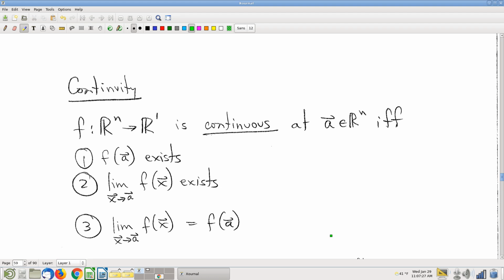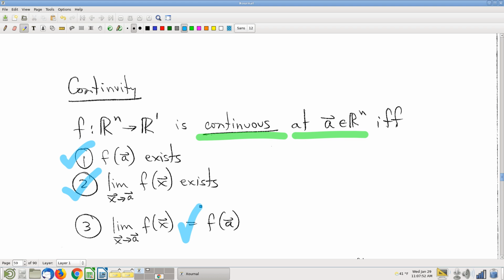So let me just go straight to the multivariable version. For a function to be continuous at a point, I need all 3 items on this checklist to work. I need the function to be defined at that point. I need the limit to exist, and I need for those 2 things to be equal. And you can draw pictures of why this is reasonable.